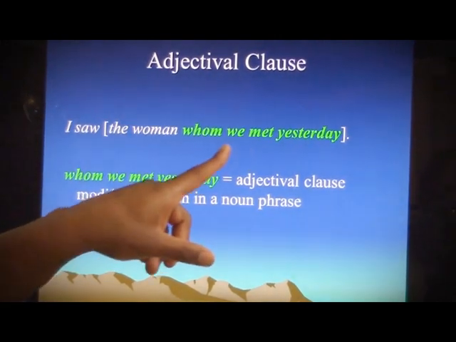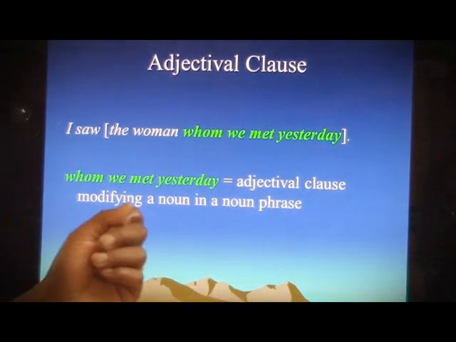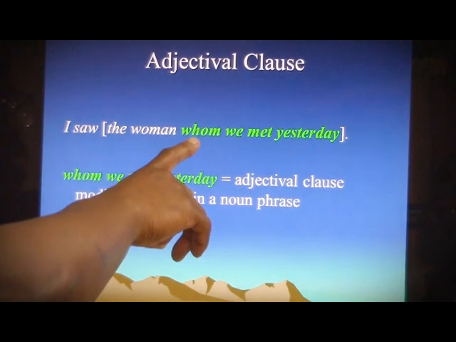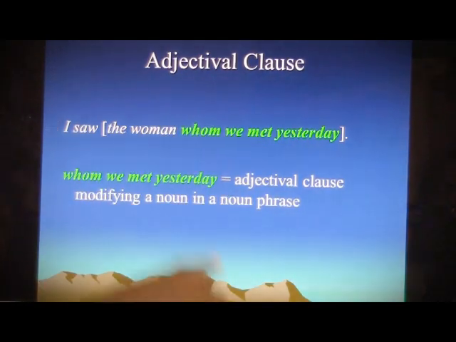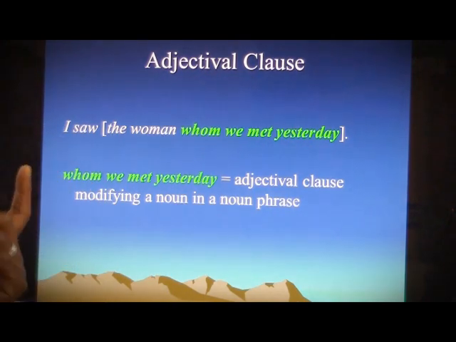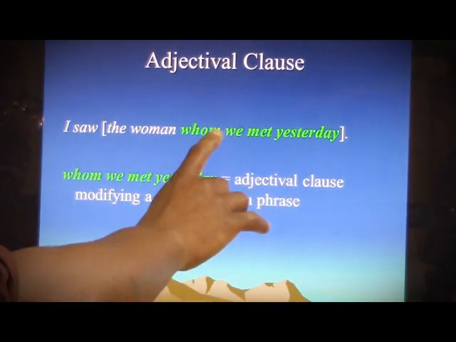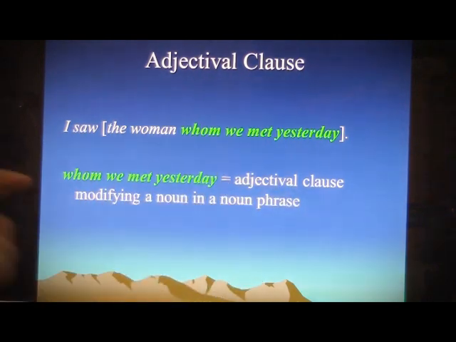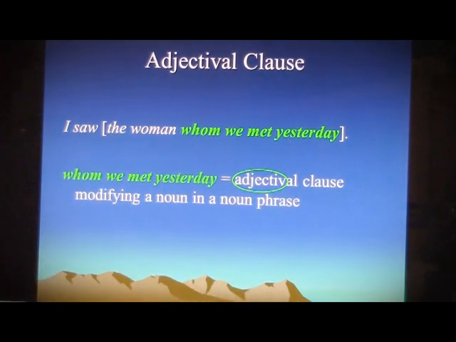I saw the woman whom we met yesterday. Whom we met yesterday is an adjectival clause modifying the noun and noun phrase, right? Because whom is a noun. Whom we met. Met is a verb, and whom is the noun in this clause. But all of this describes the woman we're talking about, the woman I saw yesterday. Who did we see yesterday? Who did I see yesterday? I saw a woman whom we met yesterday. All this green stuff, whom we met yesterday, is an adjectival clause modifying the noun. The noun it's modifying is this woman. Okay. The word adjectival has the word adjective in it, so we know it's modifying a noun.